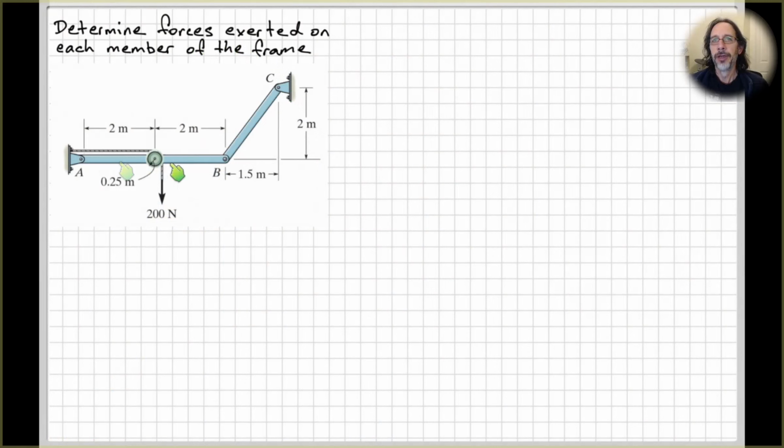So we have a frame composed of horizontal member AB here, this member BC at an angle, and we've also got a pulley with a rope going over it and attached to the wall over here. The member AB is pin connected at A, so we've got a pin support here. The component BC is also pin connected to the wall. And then we've got a pin connection between the two components here, and there's a pin connection or an axle support here between the roller and the component AB.